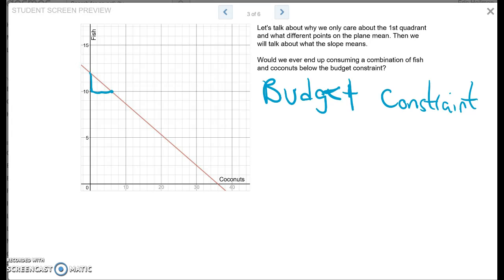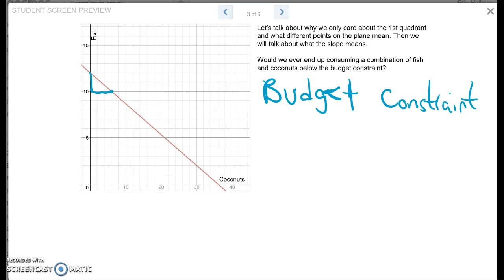So in this world that we're looking at right now, the budget constraint is linear because the amount of coconut I gain per hour of time I give up fishing is constant. And we're going to look on the next slide whether or not that's realistic. But the rate of trading off between fish and coconuts is constant on this island. So that's why the budget constraint is linear.